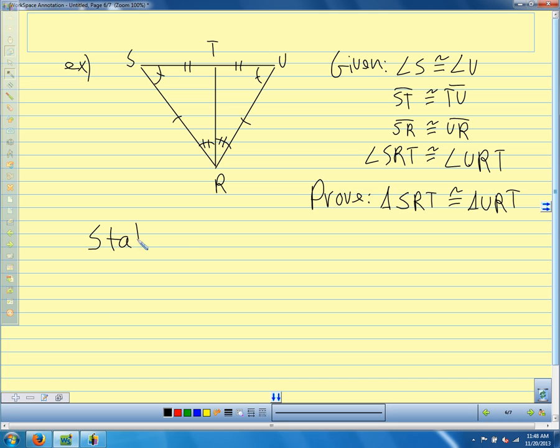So I'm going to do a two-column proof here. Our statements, and our reasons over here. I'm not going to rewrite all the givens in our proof. We know that we're given all of this information. So looking at these two triangles, what do we need to know in order to show that all the corresponding sides and all the corresponding angles match up? What information are we missing here?